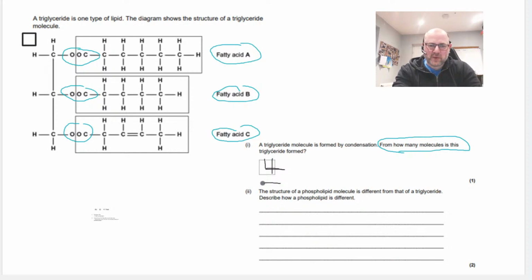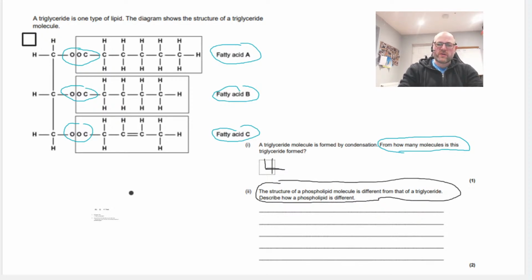And then the final question of the night: the structure of a phospholipid is different from that of a triglyceride. Can you state 2 ways that a phospholipid is different? If you can remember that phospholipid diagram. And then we're finished.